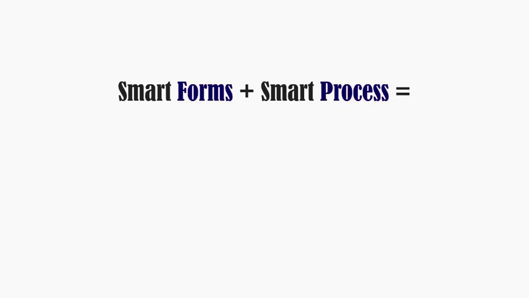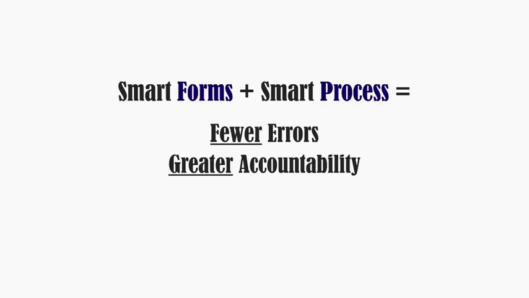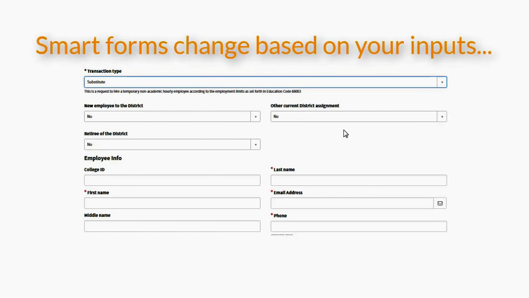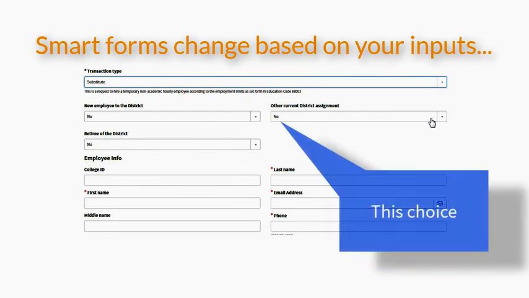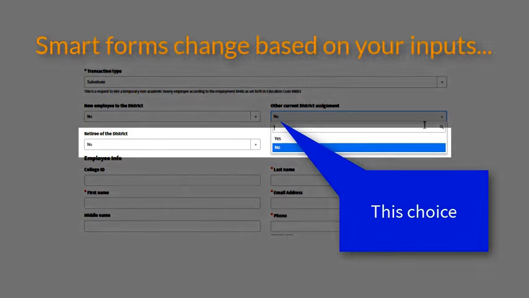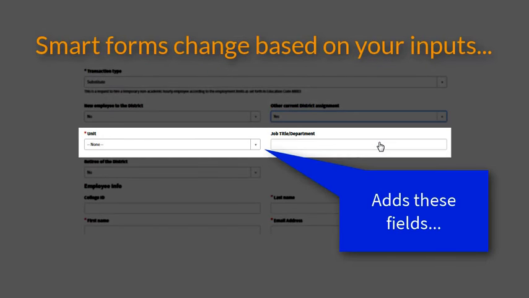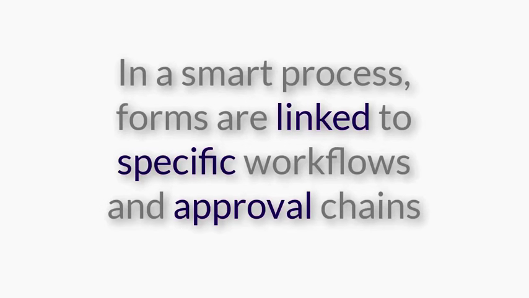Smart forms in a smart process reduce errors and provide greater accountability with less effort. Smart forms change based on your inputs, so you're only filling out the data you need to provide. For instance, by choosing yes for this question regarding district employment, the smart form automatically adds 2 new relevant fields to the screen. ServiceNow allows us to build a smart process by embedding the workflow into the system.